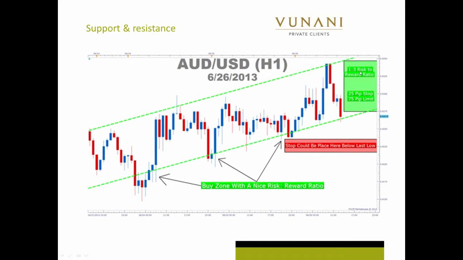In this trade, particularly Aussie dollar, US dollar, at that stage had a 1-to-3 risk to reward ratio. But as you can see, just because intraday price action breaches your support line, not once did this currency pair close below the support line.